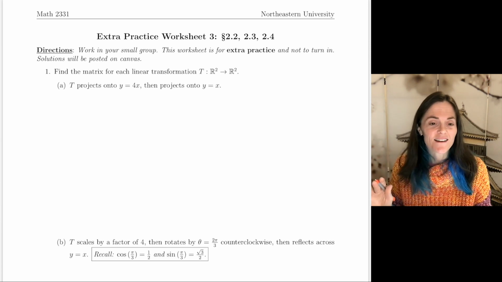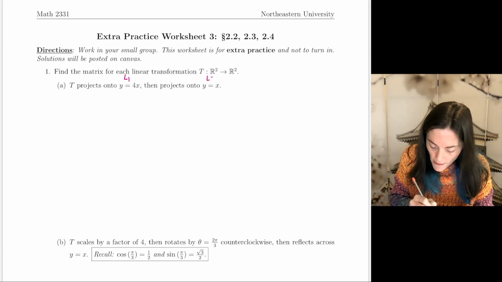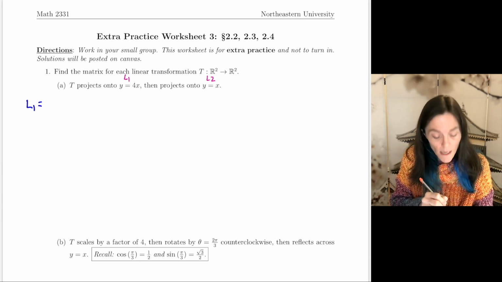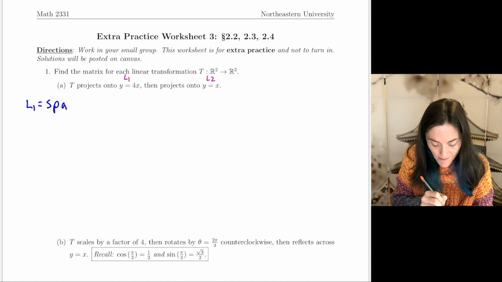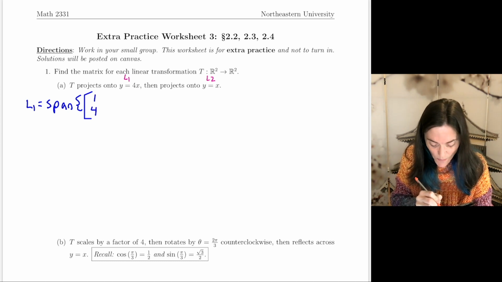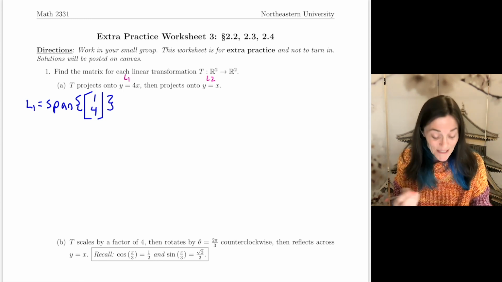First, T projects onto y equals 4x. And then T projects onto y equals x. Well, let's say I call this one line 1, and I call this one line 2. Let's write line 1 as a span. Line 1, we can write this as a span of, say, x equals 1 and y equals 4. So the span of (1, 4). From this, we can immediately write down the matrix for this projection.